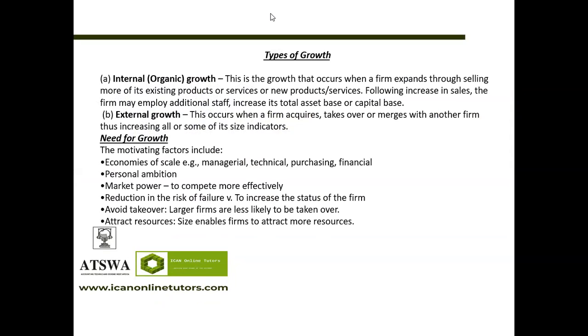So what are the types of growth? We have two types of growth. We have internal growth, and we also have external growth. Internal growth can also be called organic, while external can be called inorganic. Just like maybe some of us are science students, chemistry is divided into two: organic chemistry and inorganic chemistry. So just like that, we have two types of growth, internal and external. The internal growth can be called organic, while the external can be called inorganic.